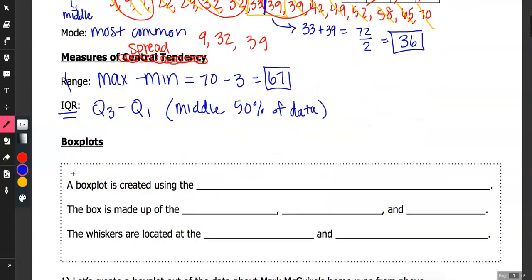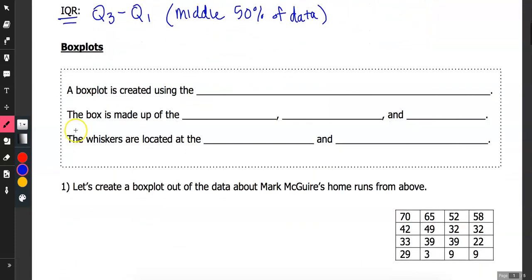All right, so IQR is directly related to box plots. Box plots are the first graph we're going to learn how to make. It represents the data set in what looks like a box. Sometimes it's called a box and whisker plot. It's created using what we call the 5-number summary. So we need 5 pieces of information in order to make a box plot.